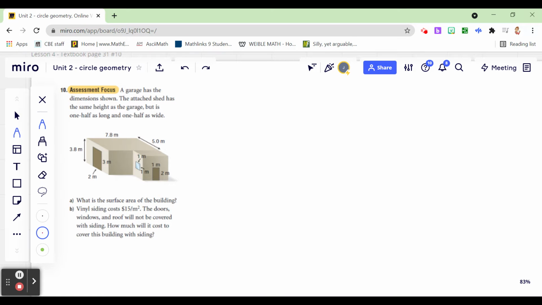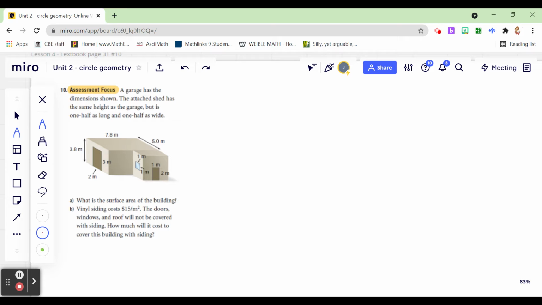Okay, so this is question 10 from the textbook on page 31, lesson 4, on surface area of rectangular prisms or composite objects of rectangular prisms. So, yeah, this is a fairly involved question. There's lots of pieces going on here. All right, so let's take a look.